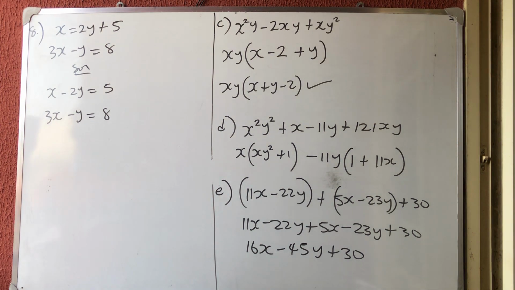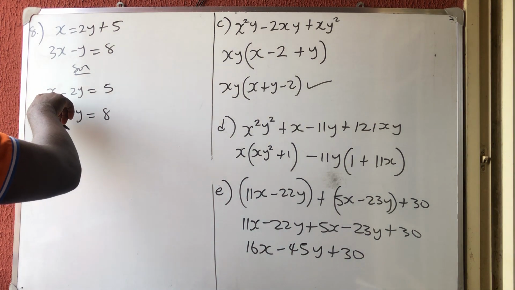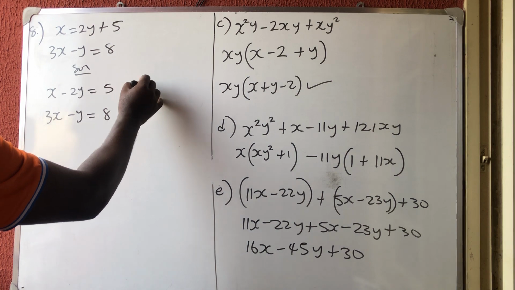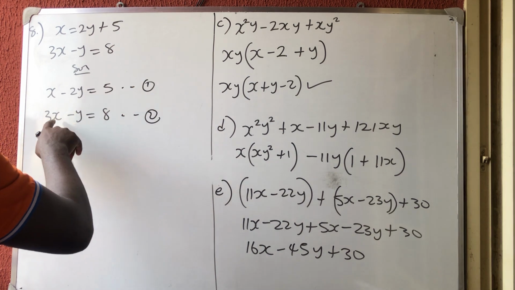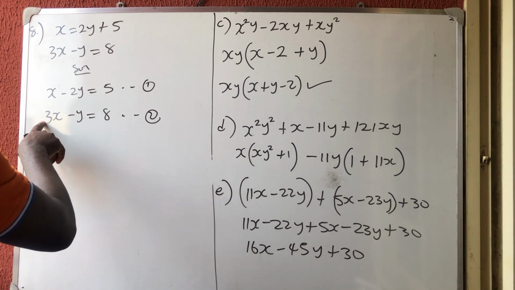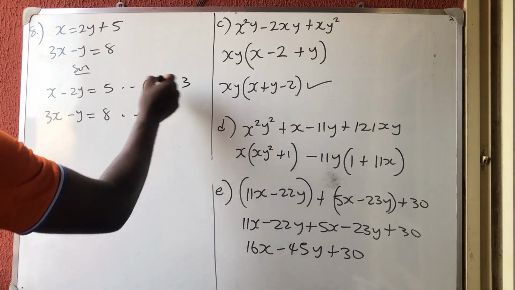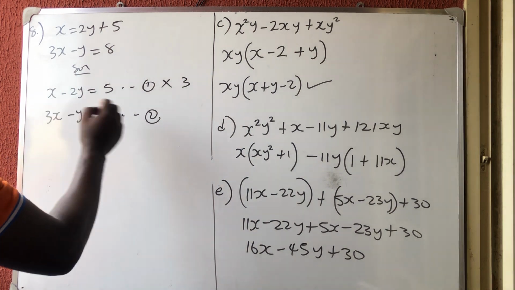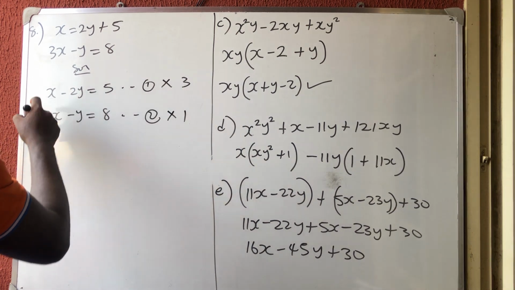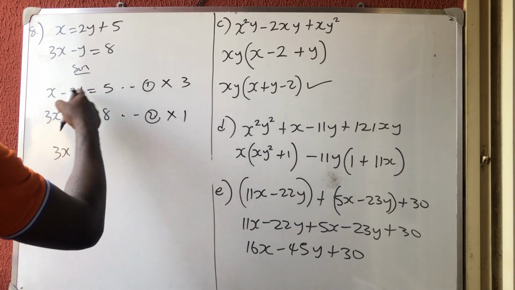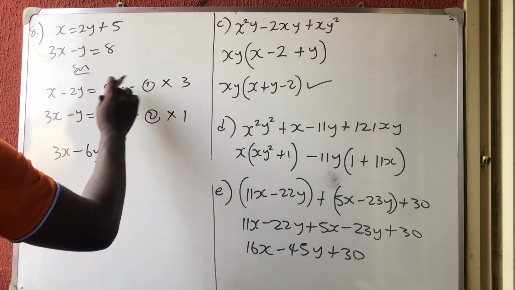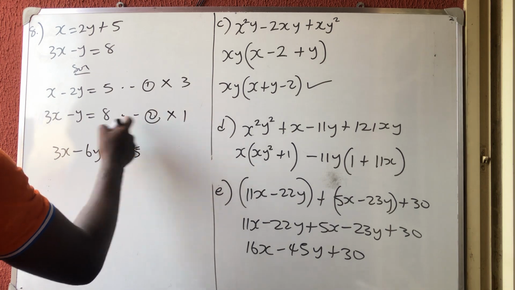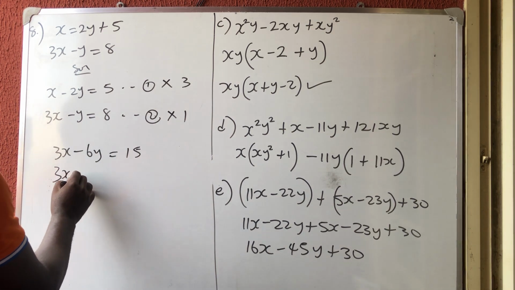Using the elimination method, how do you eliminate? You need to make the coefficient the same. This is equation 1, equation 2. Multiply equation 1 by the coefficient here. This is 3, so multiply this by 3. Nothing is here, so the coefficient is 1. Multiply this by 1. So 3 times this, 3x. 3 times this, 6y. 3 times this, 15. 1 times everything is the same thing.